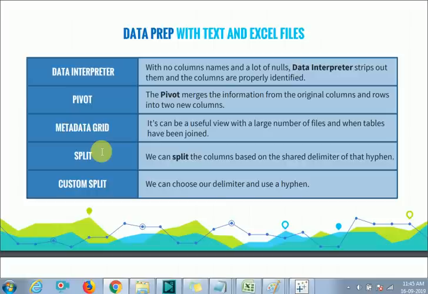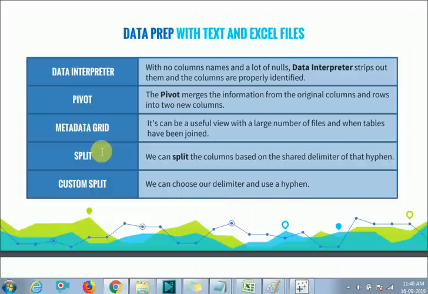Next is pivot. Pivot merges the information from the original columns and rows into new columns. So if you have columns and rows that are not in the form you need, pivot helps turn those rows into a new column. Thus, it really helps people get those varieties of rows.